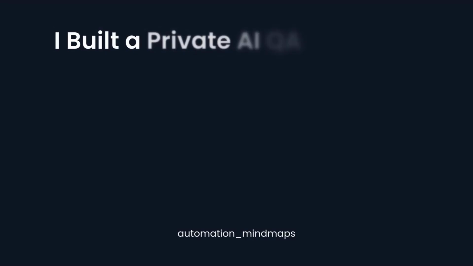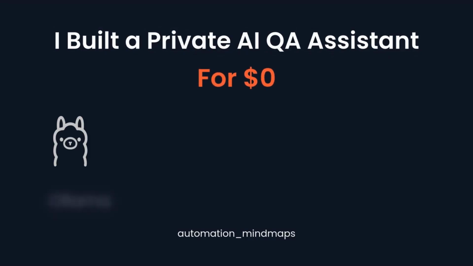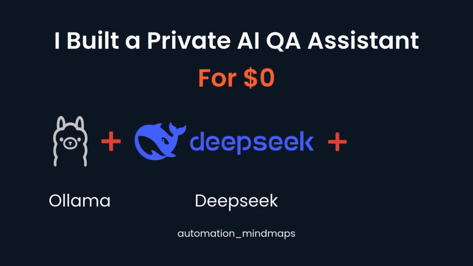What if you could build your own AI QA assistant that helps you write automation tests, generate test cases, and even debug failures? And the best part, it runs completely on your laptop, costs $0, and your code never leaves your machine. In this video, I'm going to show you how I built a private AI QA assistant using Ollama, DeepSeek, and Continue.dev. And by the end of this video, you will know exactly how you can set this up for your own automation projects.